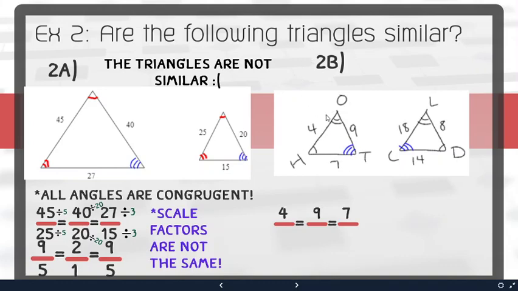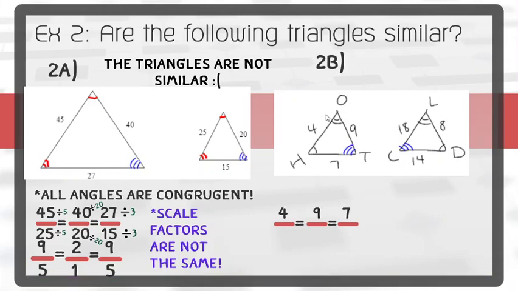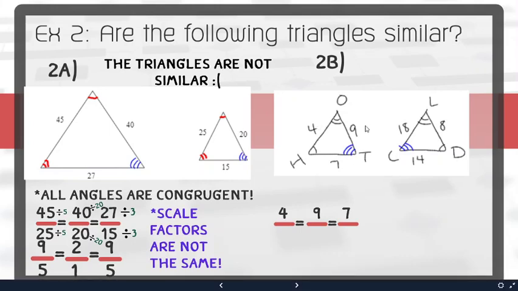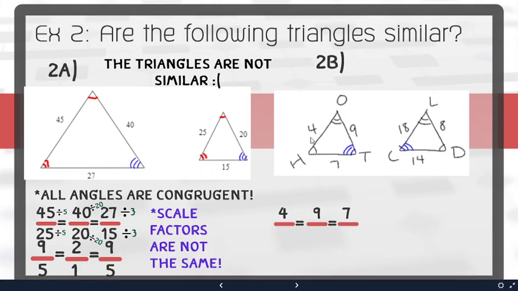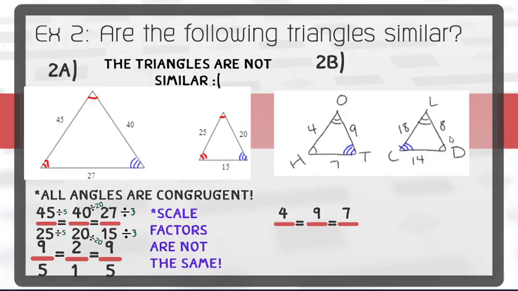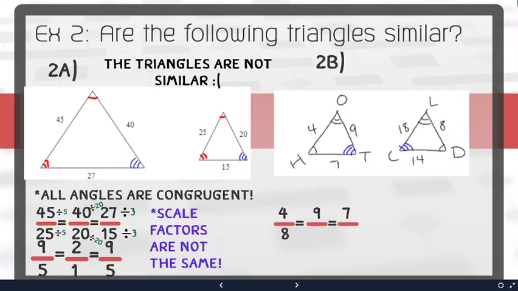Sorry, I cannot count today. I'm going to list the three sides for the first triangle, which is 4, 9, and 7. And then I must list the sides that correspond to these three sides for my other triangle. So 4 is the smallest side length in my first triangle. What is the smallest side length in my second triangle? Correct, you guys. You're so smart. So my smallest side in my other triangle is an 8.